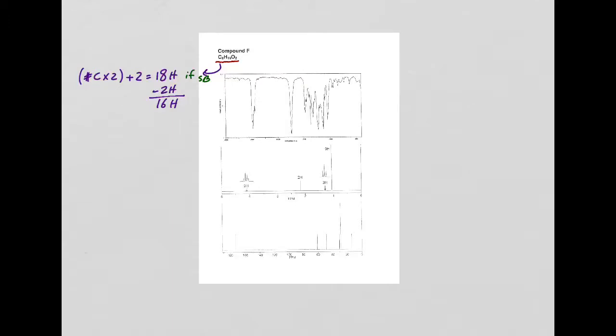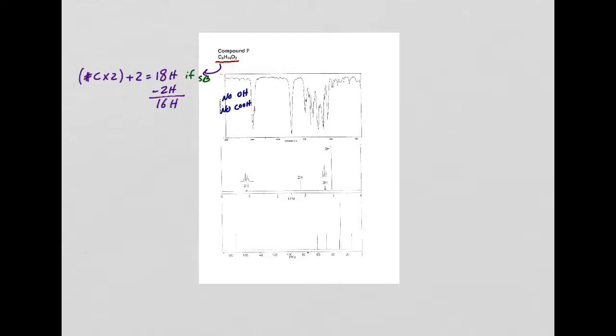What does IR tell us? I keep repeating this: what you don't see is just as good as what you see. What I don't see here, I see no OH, and I see no ugly OH, right? So I also see no carboxylic acid. This is an important piece of information because you have 2 oxygen here.